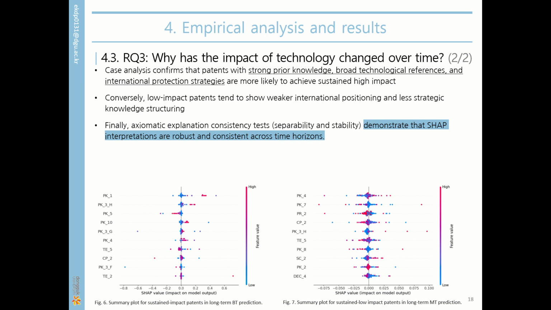Case analysis confirms that patents with strong prior knowledge, broad technological references, and international protection strategies are more likely to achieve sustained high impact. Conversely, low impact patents tend to show weaker international positioning and less strategic knowledge structure. Finally, an axiomatic explanation consistency test demonstrates that the SHAP interpretations are robust and consistent across time horizons.